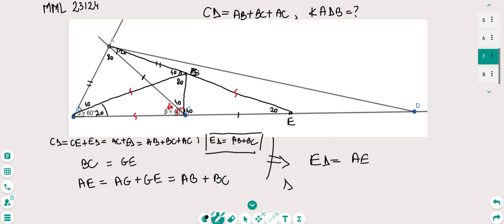This is it. So AED is isosceles with the base AD. This whole exterior angle is 160. So indeed, these two small angles will be 10. So this is the angle that we wanted. ADB is equal to ADE, which is 10 degrees. Yeah, that's it. That's the solution. Thanks, guys.